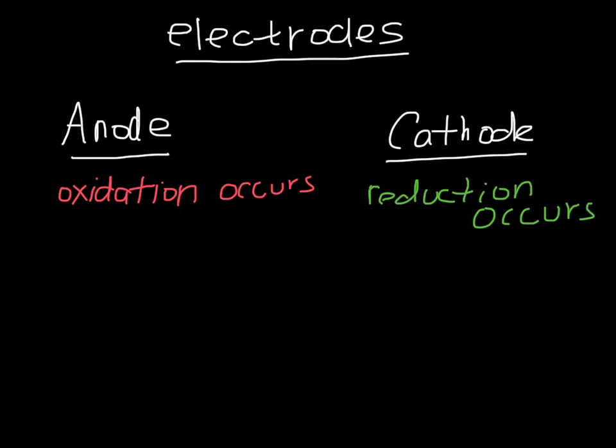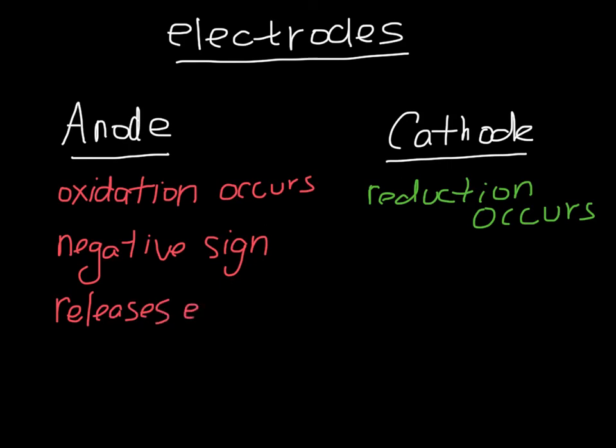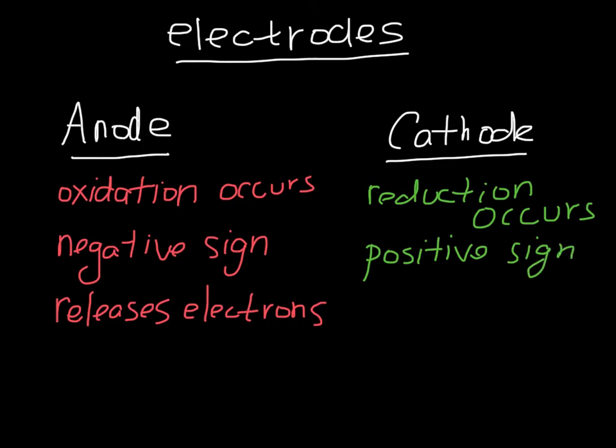The anode is labeled with the negative sign. And in this spontaneous reaction, the anode is the part which releases electrons. That's sort of the source of the electrons. The cathode is labeled with the positive sign. And the cathode is where electrons are collected.